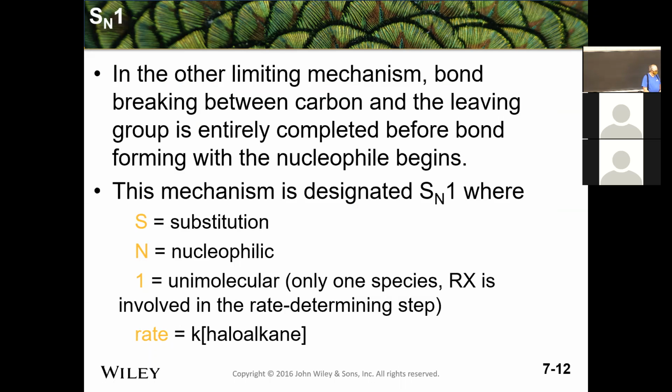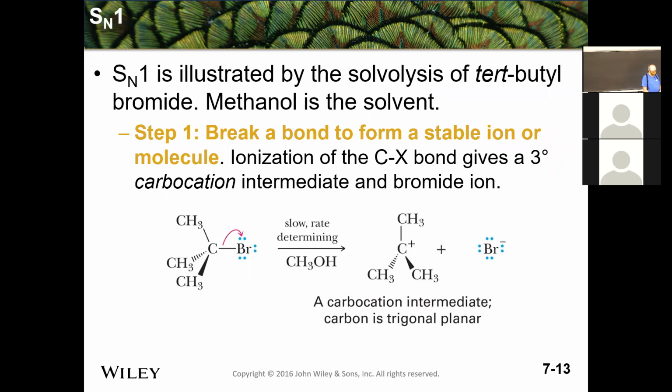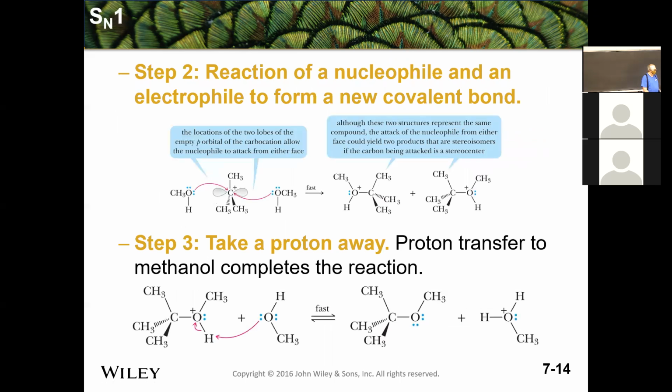All right, in the SN1, there's 2 steps. There's a sequential rather than a simultaneous making and breaking of bonds. The first step involves complete ionization. With tert-butyl bromide, bromide leaves, giving a carbocation intermediate. In the second step, the nucleophile attacks the carbocation.